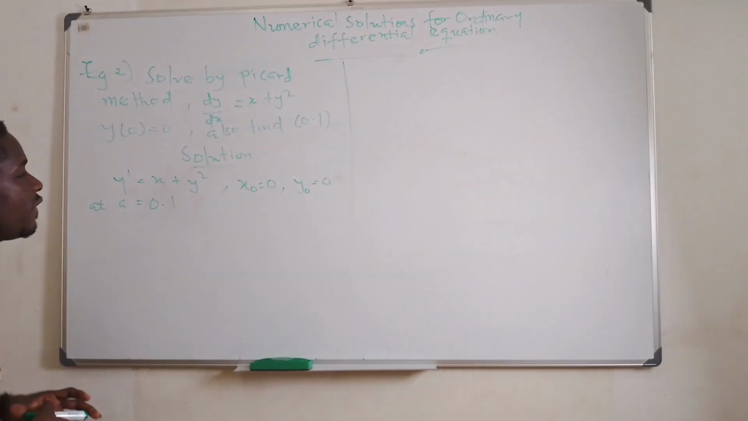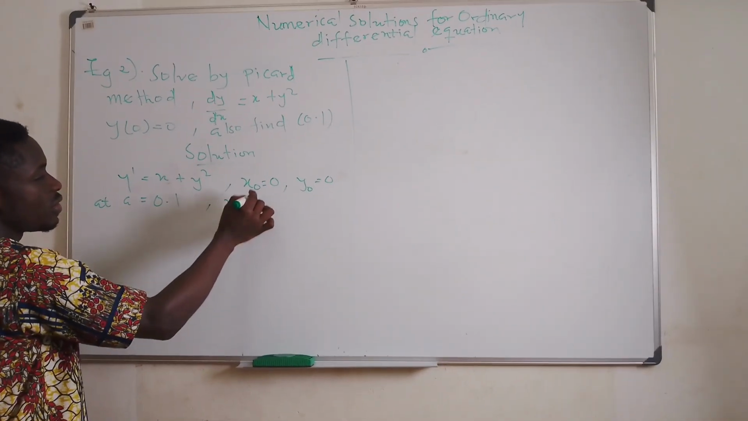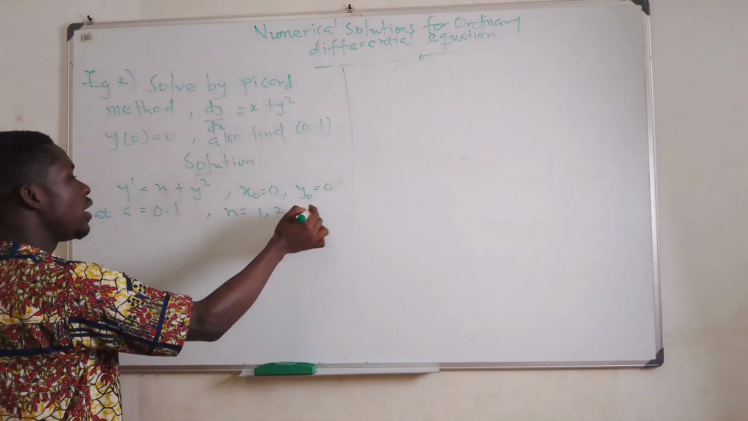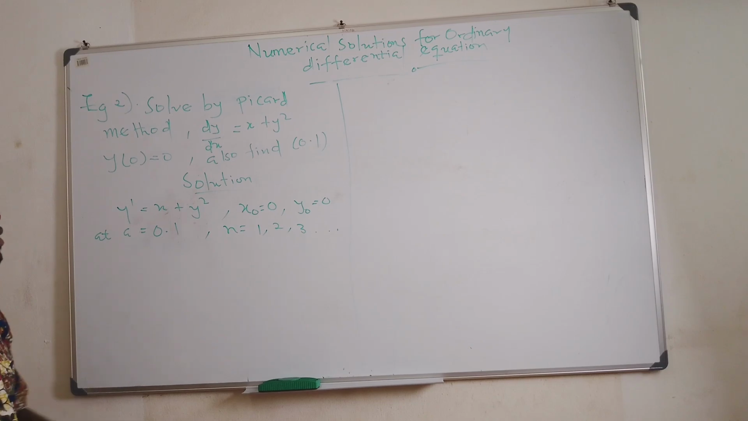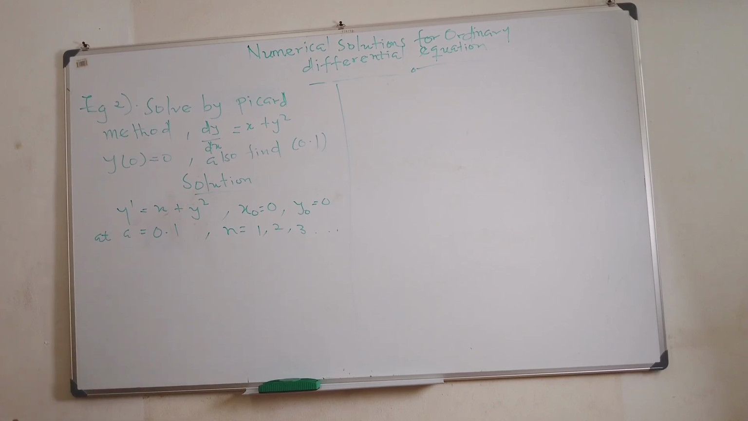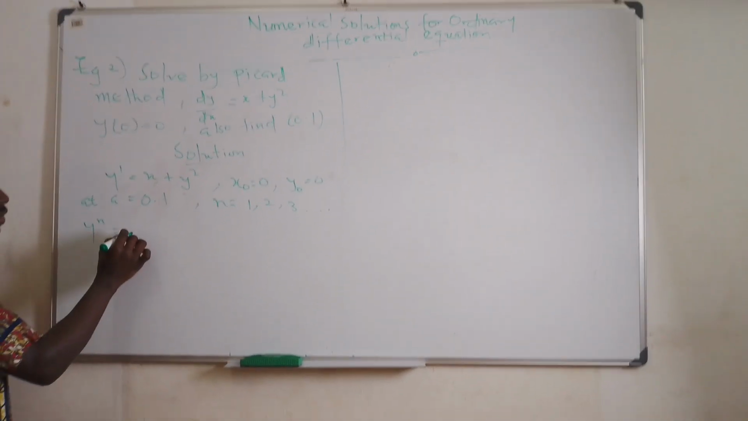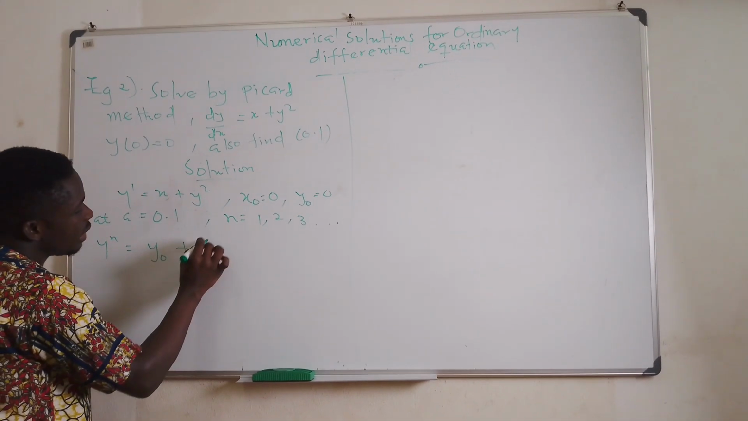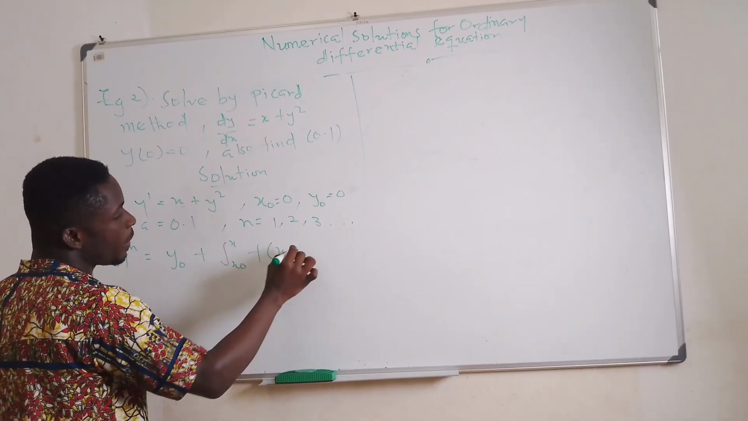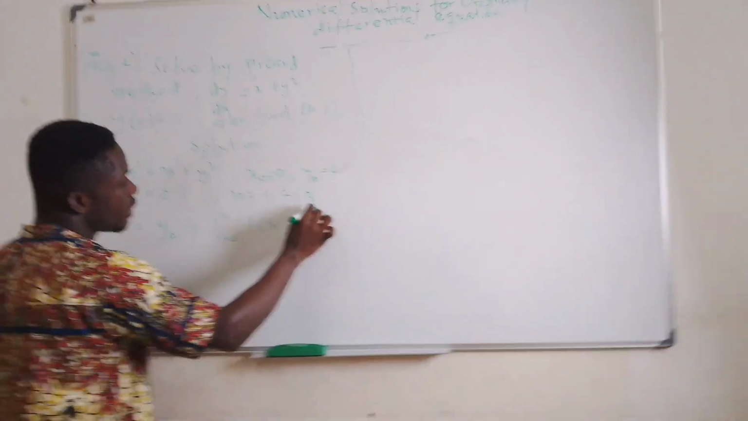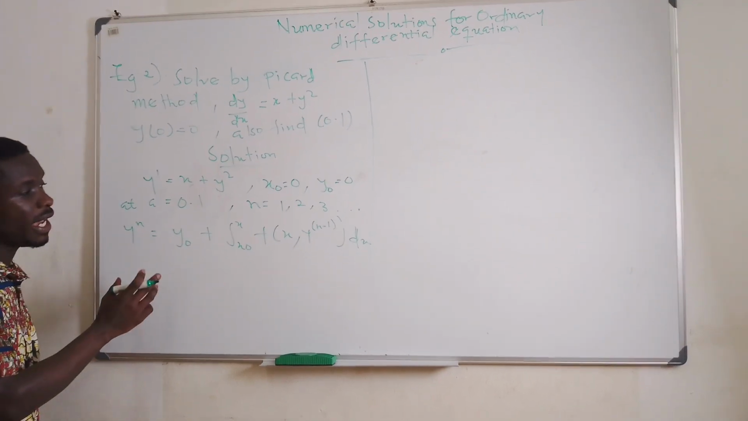Very good. We have a series of iterations that we are going to solve, taking n equals 1, 2, 3 up to infinity. So let's say we are approximating 3 times. Now, how do we solve by the Picard method? We solve it by going with the formula: y n equals y naught plus the integral from x naught to x of f of x, y n minus 1 of x dx. So this is the formula that we use to solve the Picard method.